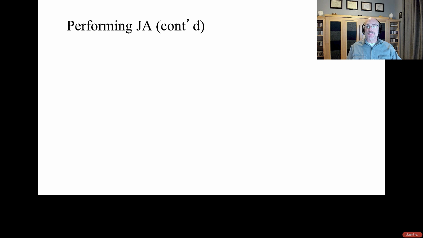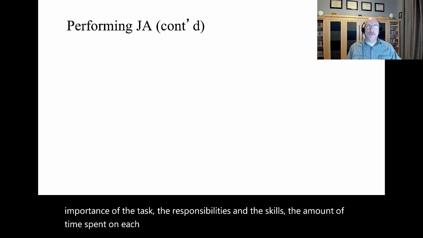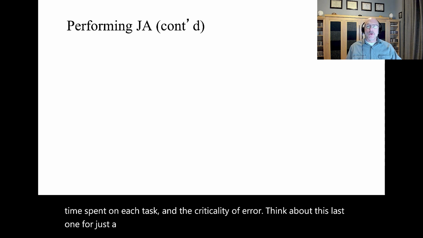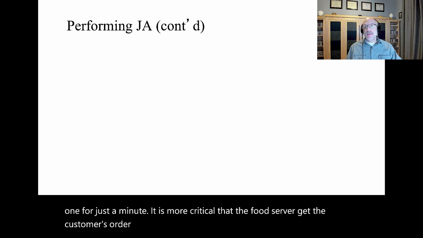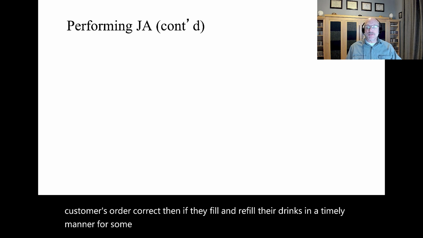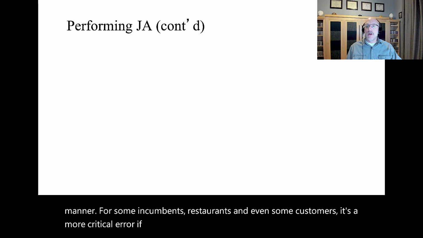Some of the data that you will seek to acquire include the relative importance of the task, the responsibilities, and the skills, the amount of time spent on each task, and the criticality of error. Think about this last one for just a minute. It is more critical that the food server get the customer's order correct than if they fill and refill their drinks in a timely manner. For some incumbents, restaurants, and even some customers, it's a more critical error if they get the check total wrong than if they get the order wrong.